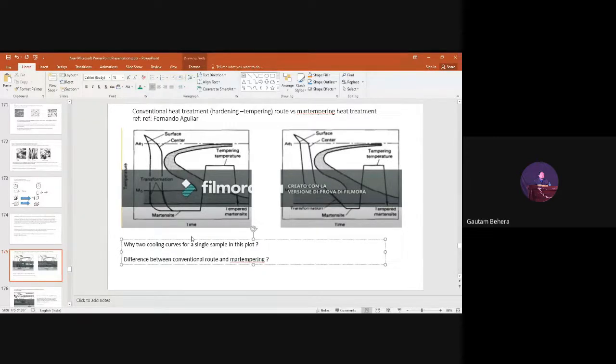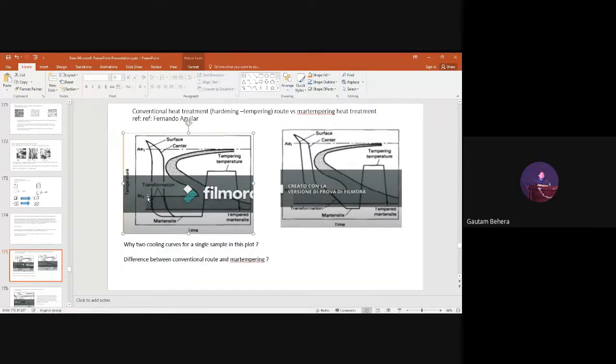What can you see here? You can see here we have two lines, right? Two different cooling curves. One cooling curve for the center, one cooling curve for the surface, below MF. But here, above MS, we have a single cooling curve down to below MF, for the surface as well as for the center. But here we have two cooling curves.